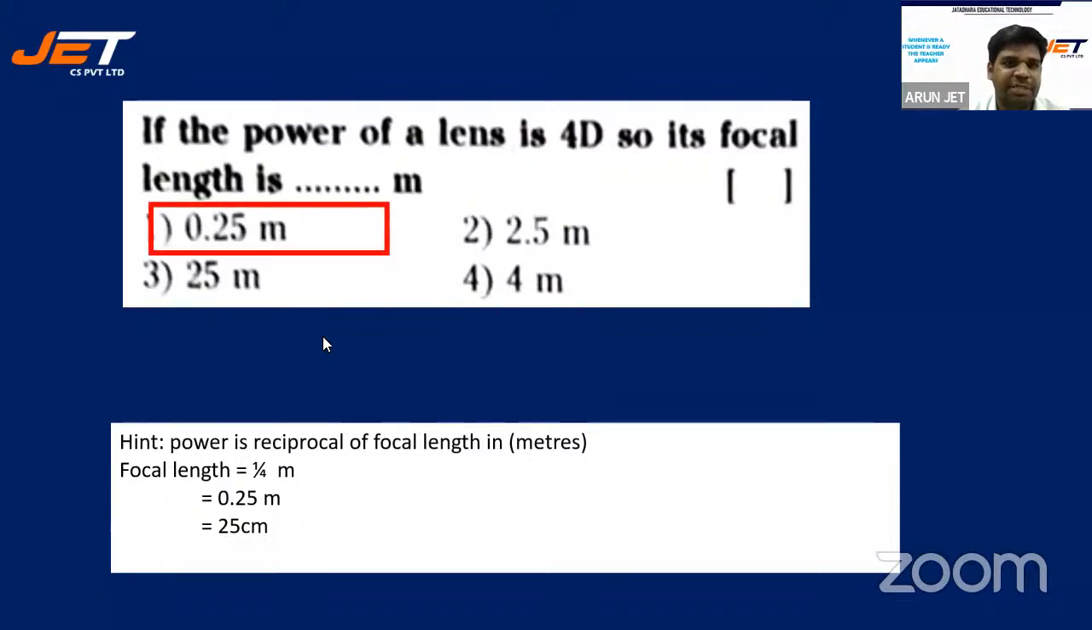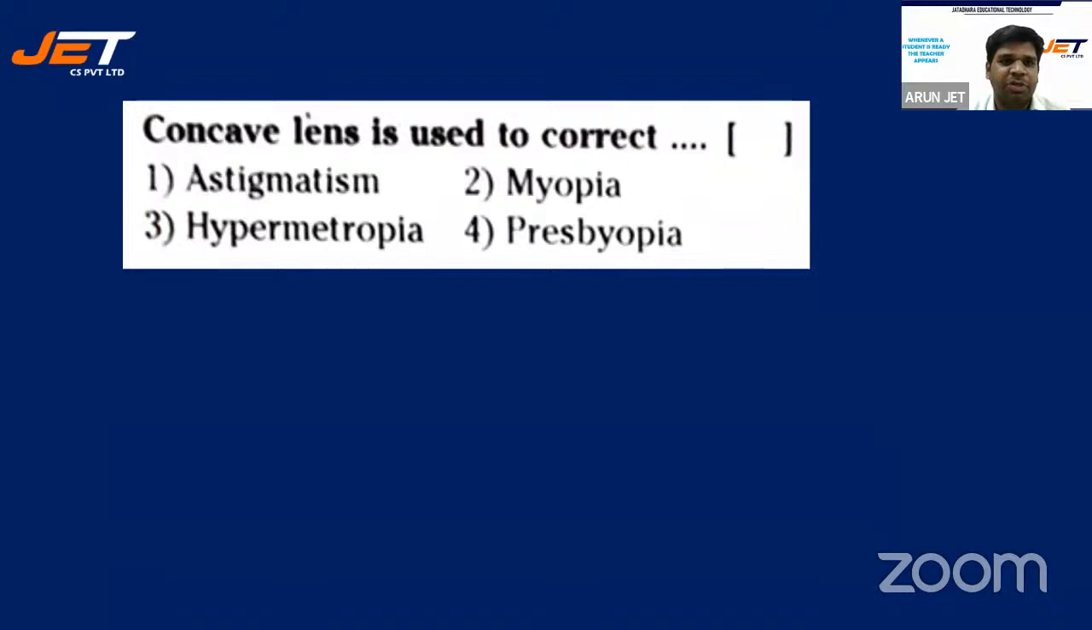Okay, let's look at the key. Yes, 0.25 is absolutely right. Next question. Concave lenses are used to correct astigmatism, myopia, hypermetropia, presbyopia. The concave lens.